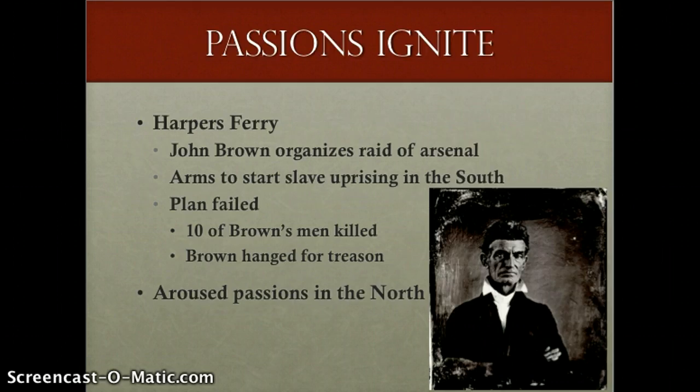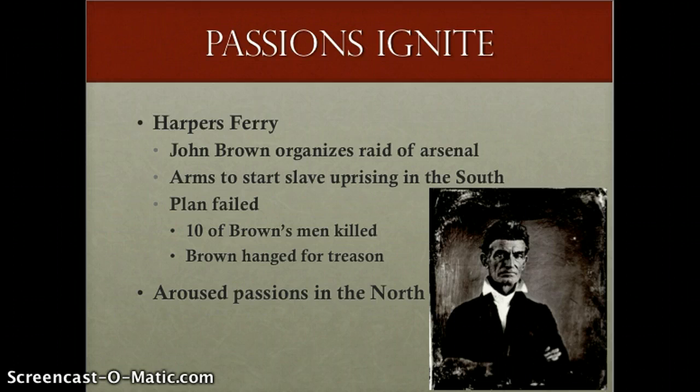Our third and final event was the raid on Harper's Ferry. Harper's Ferry was the National Armory. It was where the United States military kept its weapons, and it was located in what at the time was Virginia, now is part of West Virginia.